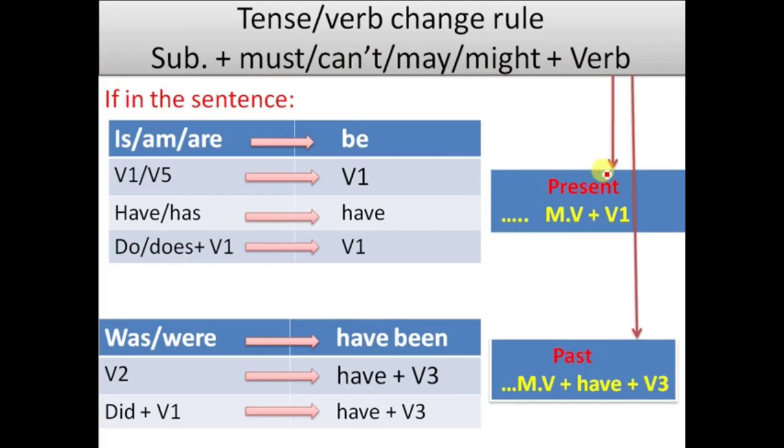And regarding changing the verb, let's see, if present, use modal verb plus V1, meaning is, am, are into be, V1 and V5 into V1, has, have into have, do, does plus V1 into V1. If the sentence is past, use have plus V3, like was, were into have been, V2 into have plus V3, and did plus V1 into have plus V3.